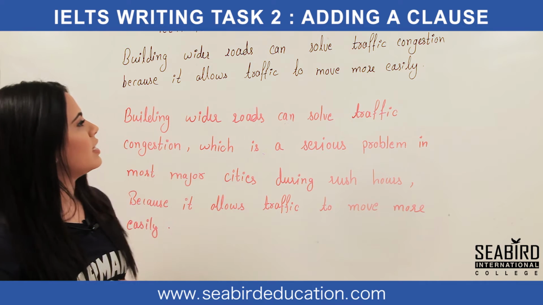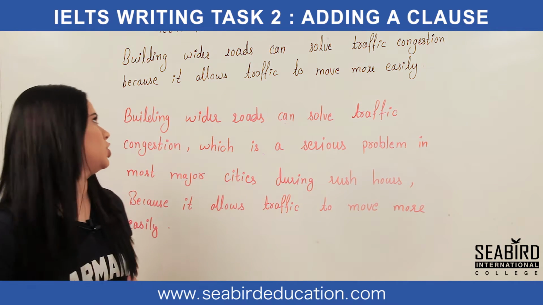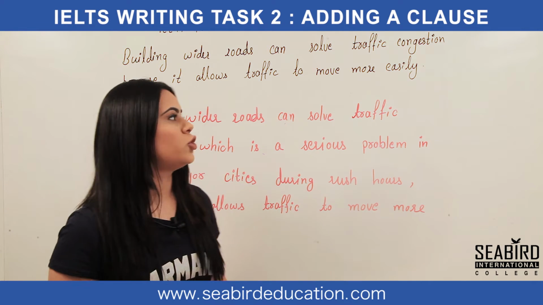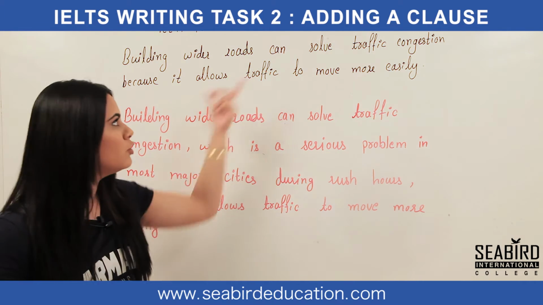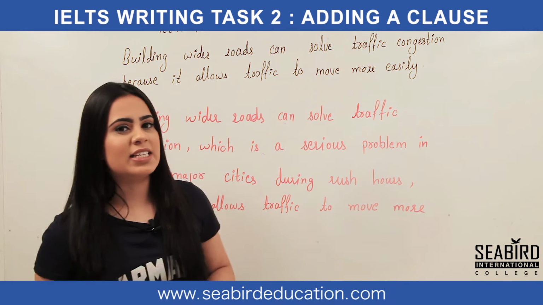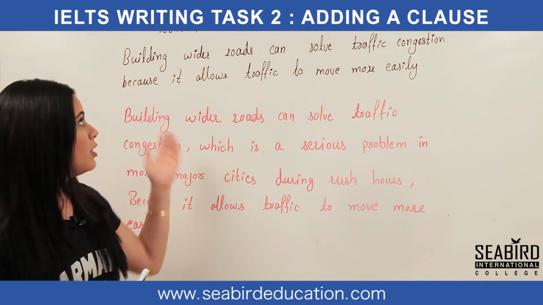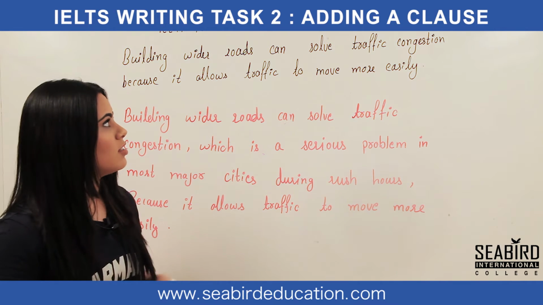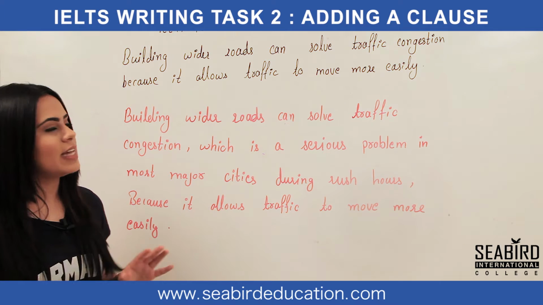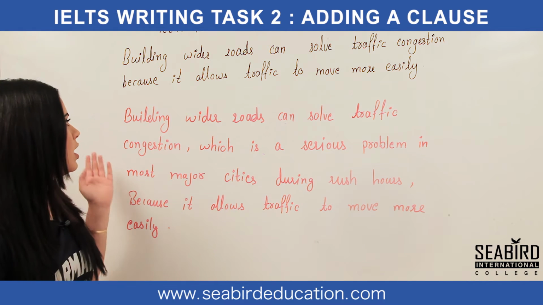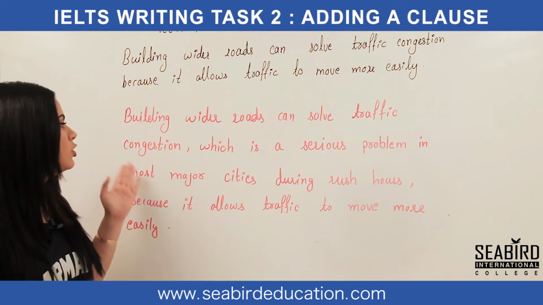Now the sentence: building wider roads can solve traffic congestion because it allows traffic to move more easily. Now the very first part of the sentence is the solution to traffic congestion. Building wider roads is going to result in traffic moving more easily. Now I am going to make this sentence more complex. How? Building wider roads can solve traffic congestion.